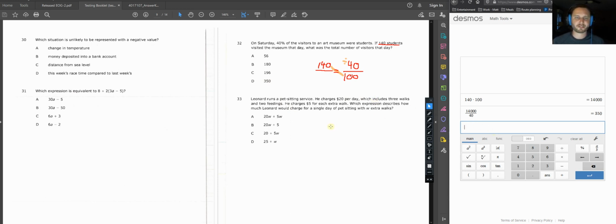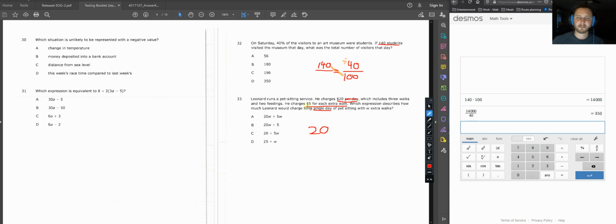For number 33, it says Leonard runs a pet sitting service. He charges $20 per day, which includes 3 walks and 2 feedings, and then he charges $5 for each additional walk. Which expression describes how much Leonard would make if he charged for a single day of pet sitting? All right, so for this one, we don't really need the per day part, seeing as we're just asking about one single day. So for one day, it'll cost $20.